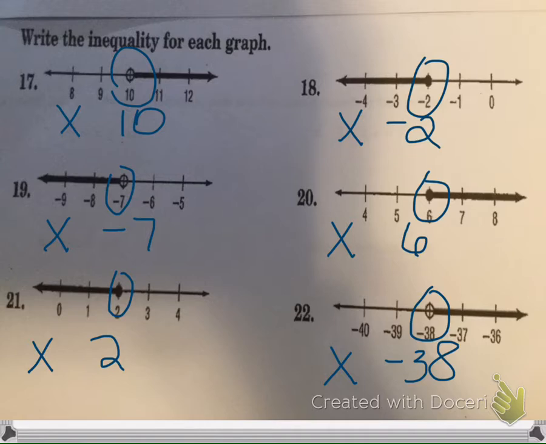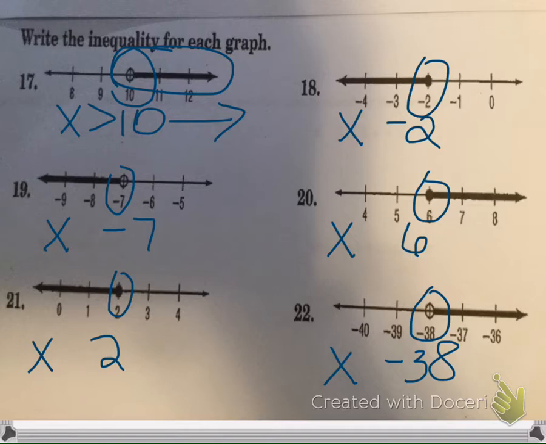Does this, on number 17, does that include 10? It doesn't include 10, so it's not going to be the less than or equal to, greater than or equal to symbol. It's got to either be less than or greater than. Well, if you look at the numbers that are shaded here, these are all greater than 10, so you plug in the greater than symbol. And if you look, your inequality symbol is facing this way, and so is your arrow on your number line.